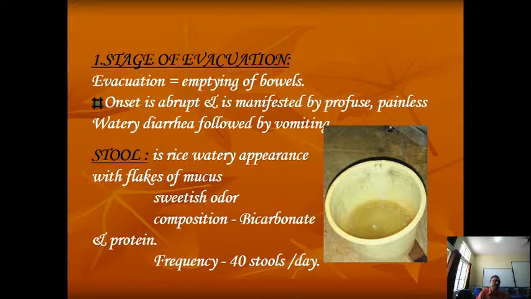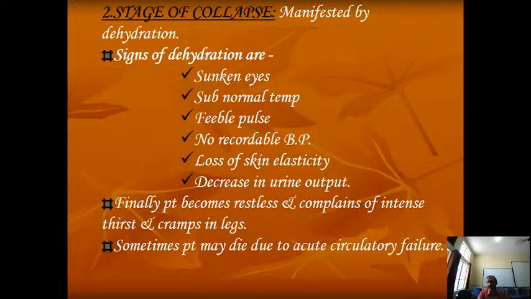Frequency can go on, it can go up to even 40 to 50 stools a day. That's the reason why we have those cholera beds where the patient was made to lie down and had to pass the stools right there because he was not fit enough to get up. And we used to get such a large number of cases at that time that it was not possible for attendants also to handle the patient.